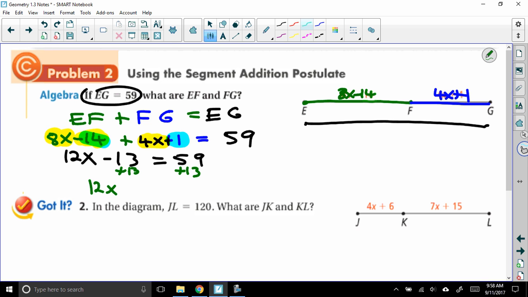12x would be 72, and if I divide by 12, I believe x is going to equal 6.